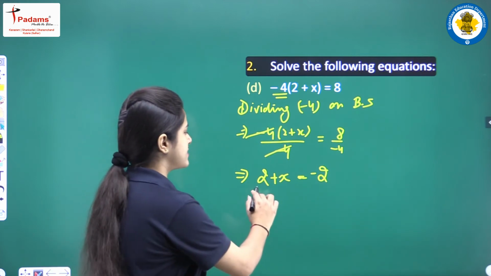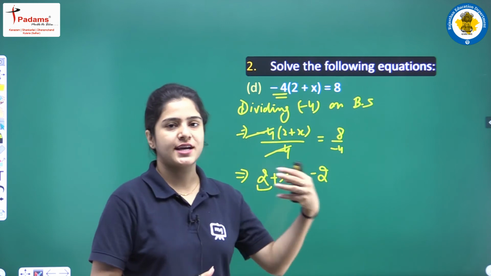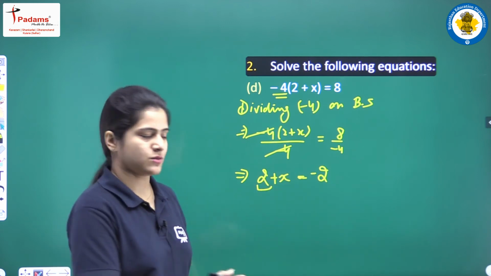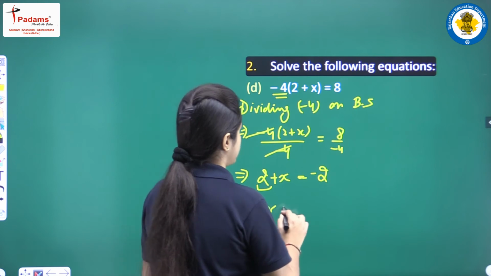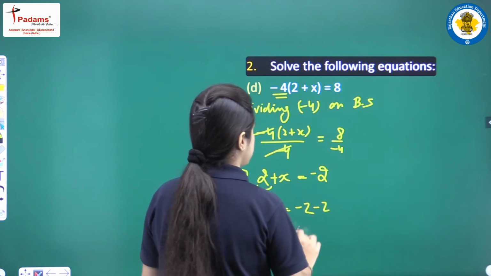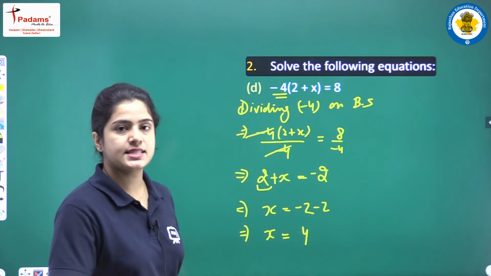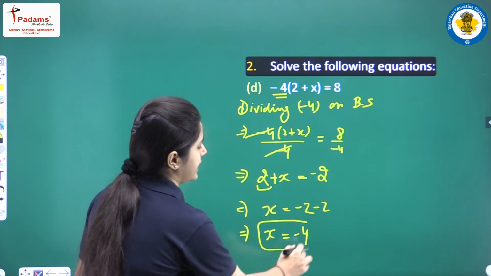Have a look, students, this is 2, and if you have to transpose this 2 from the left hand side to the right hand side, it will become minus 2. So x is equal to minus 2 minus 2. So x is equal to minus, minus 2 plus 2 is 4, and the sign is negative because both contain the negative sign.